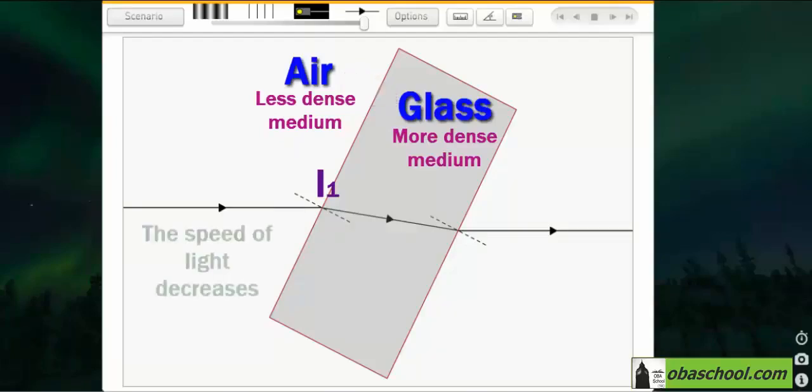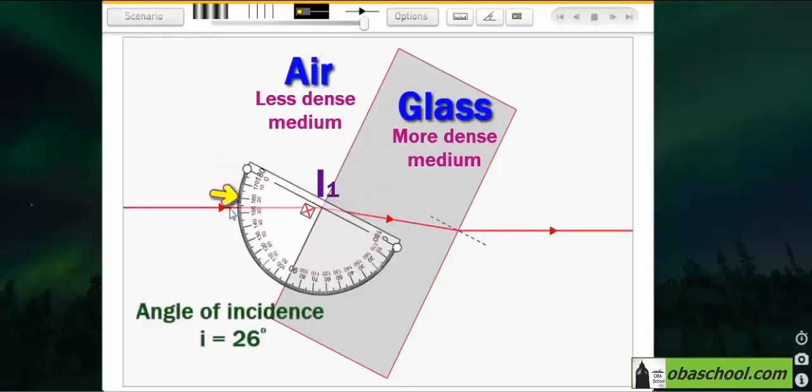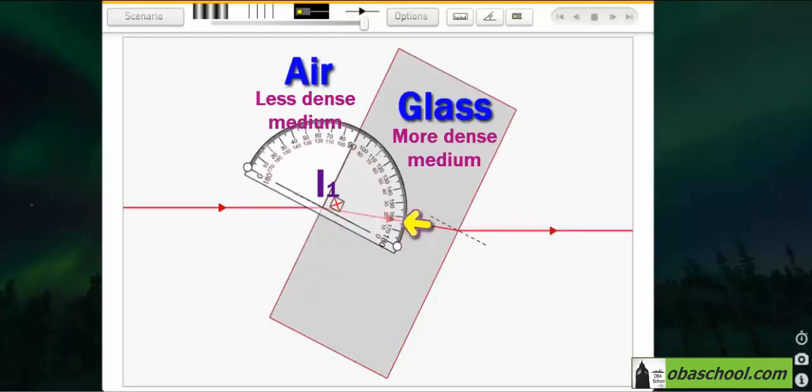In this case, the speed of light will decrease as it will lose some of its speed trying to propagate in a denser medium. Therefore, the light ray will refract near to the normal. Let's measure the angles. The angle of incidence is I equals 26 degrees, that is from the normal to the incident ray. And the refraction angle is the angle between the normal and the refracted ray. So, from the normal to the refracted ray, the angle of refraction is R equals 17 degrees.